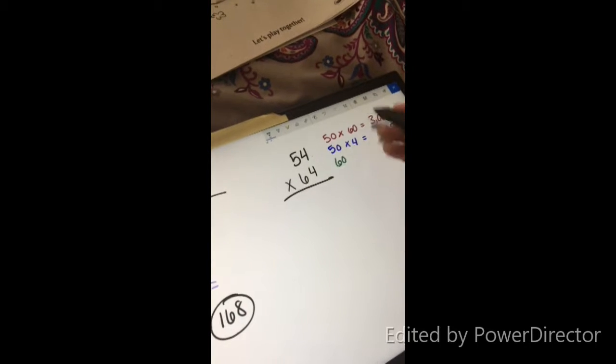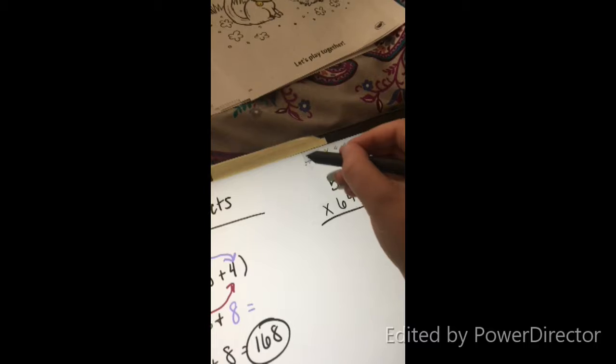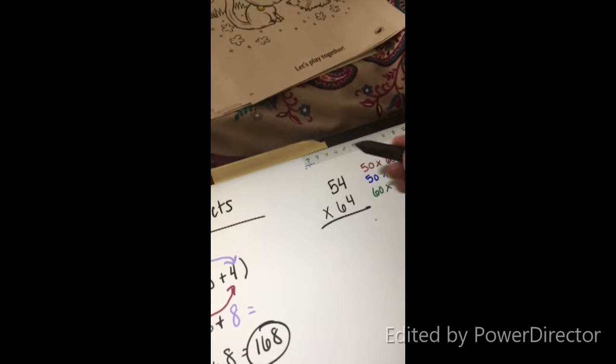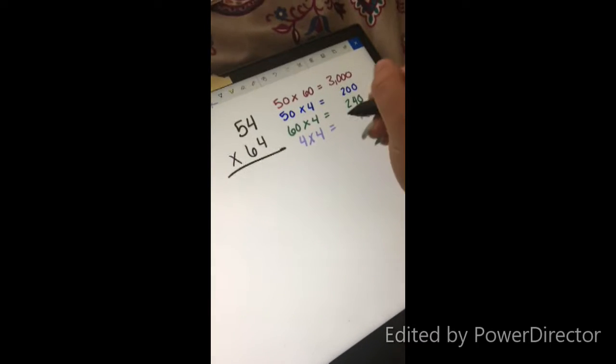Then we're going to take this 60 and multiply it by this 4, and that gives us 240. And then finally, we're going to take the 4 and multiply it by itself because there's 2 4s here, so we multiply 4 by 4 and we get 16.